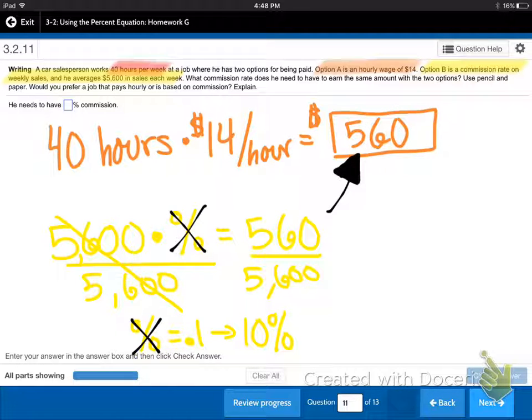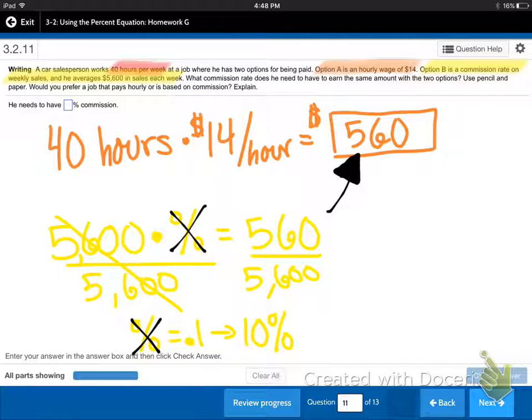So if he goes into work and his boss says, I'll give you 9% commission, he should choose option A because he would make more money working at an hourly rate. If his boss says, I'll pay you 11%, or 10.5, or 10.01, or 10.0001, as long as it's greater than 10%, he always makes more money with option B.